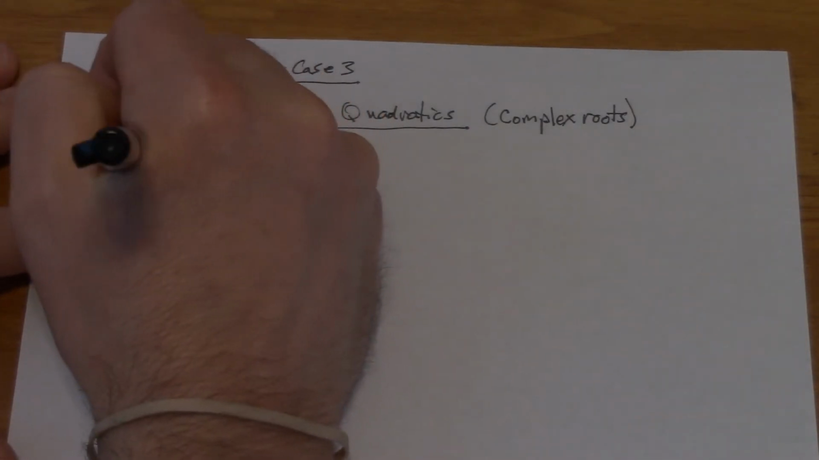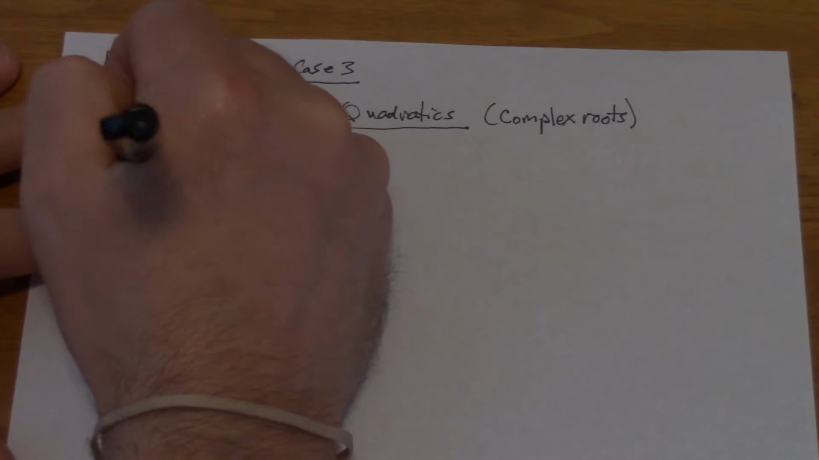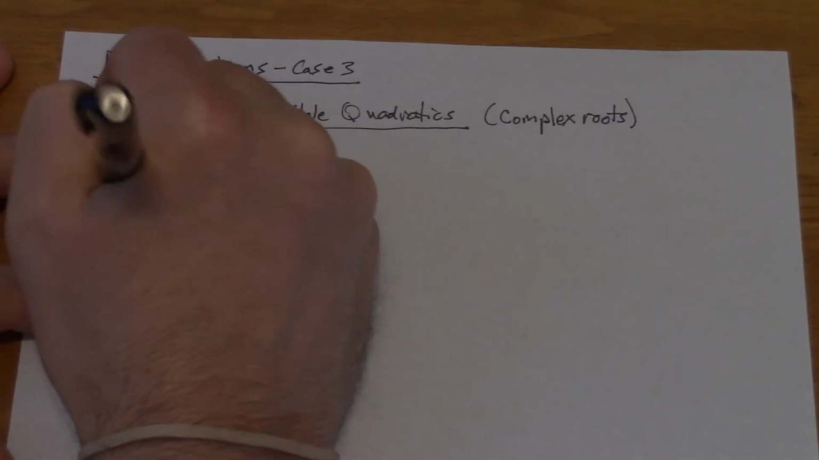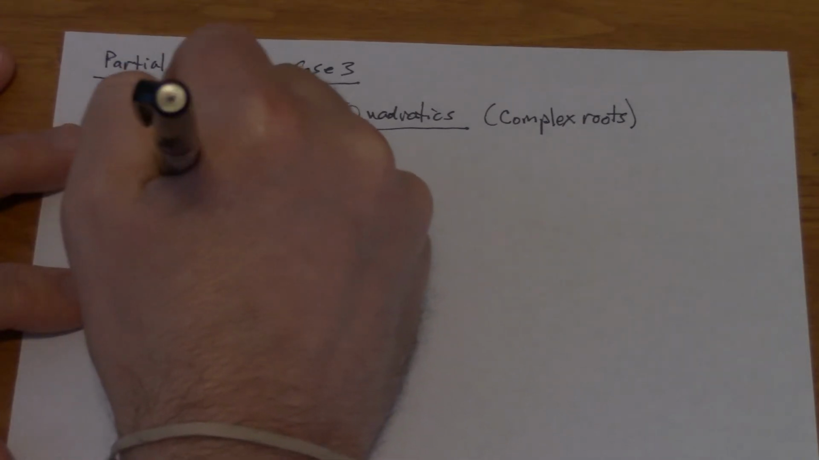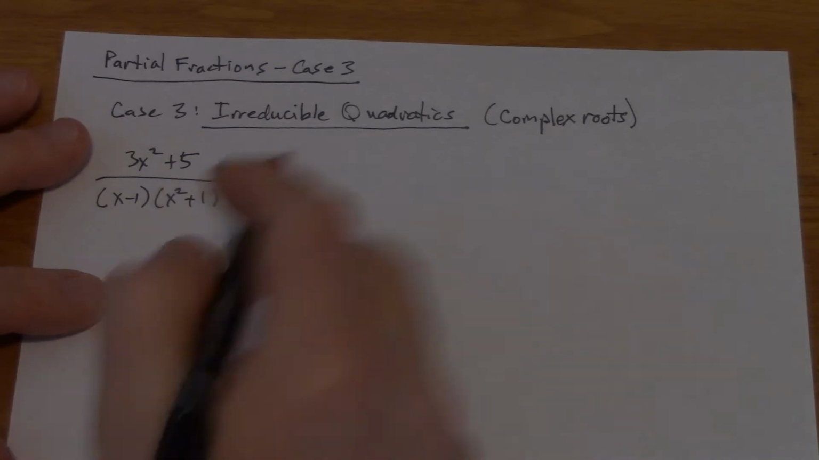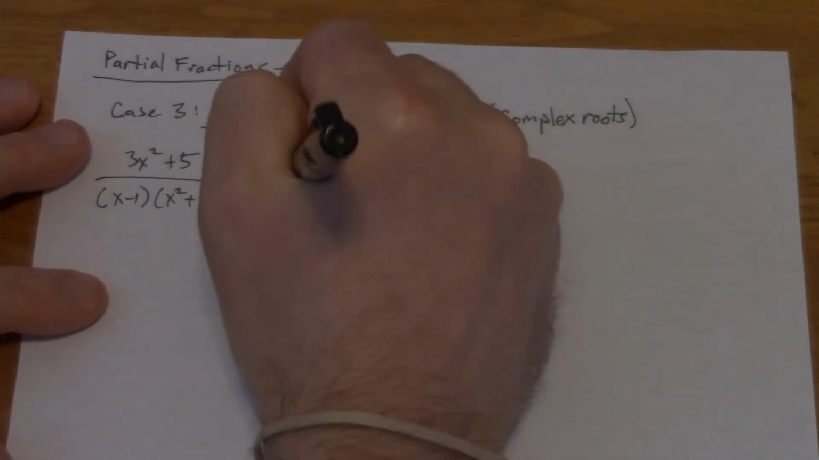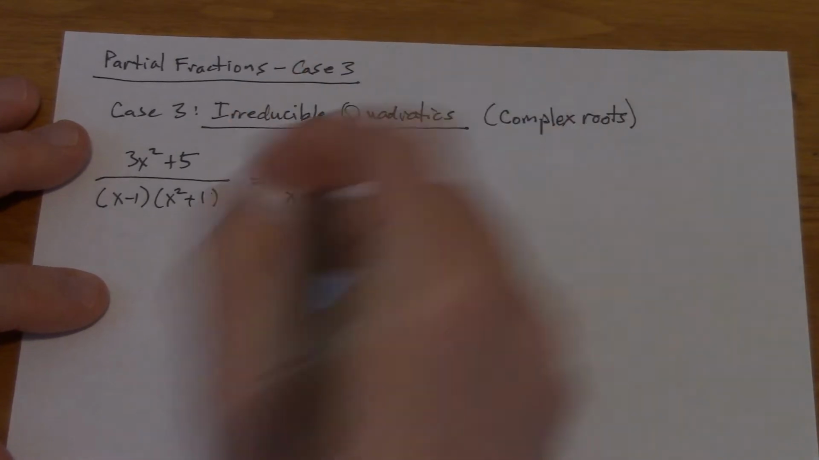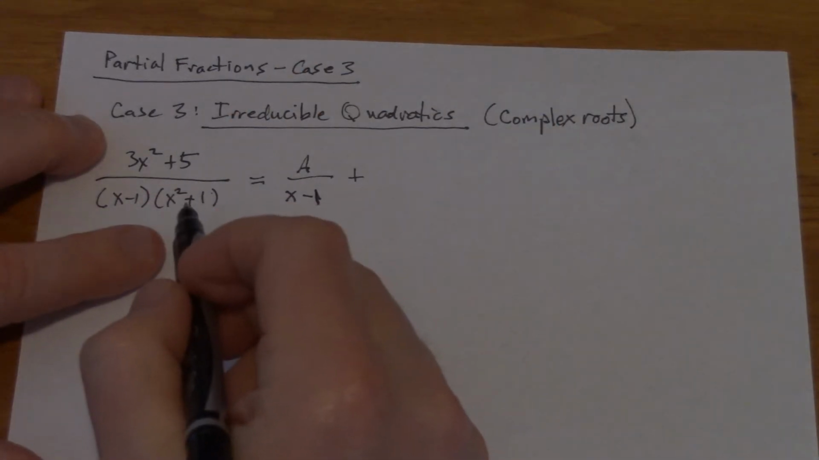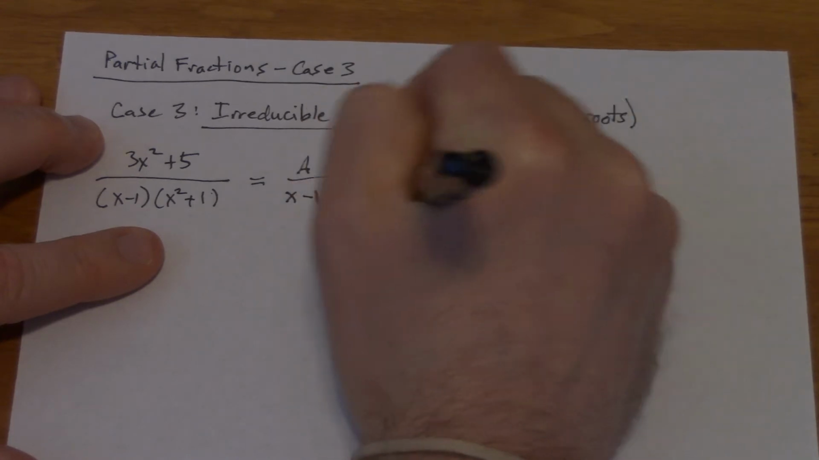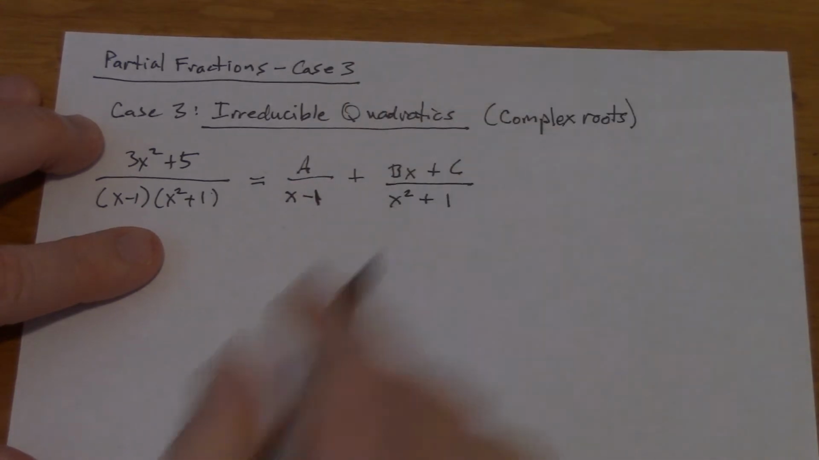Okay? All right, my example is going to be (3x squared plus 5) over (x minus 1) times (x squared plus 1). Okay, so notice the roots of that are plus or minus i. All right, so the form of the decomposition would be A over x minus 1. And then for the irreducible quadratic, we do the following. We say (Bx plus C) over (x squared plus 1).